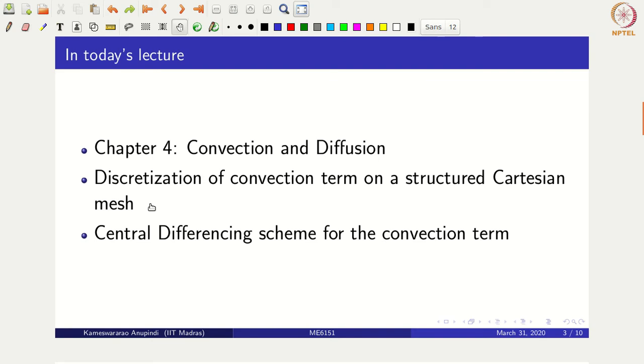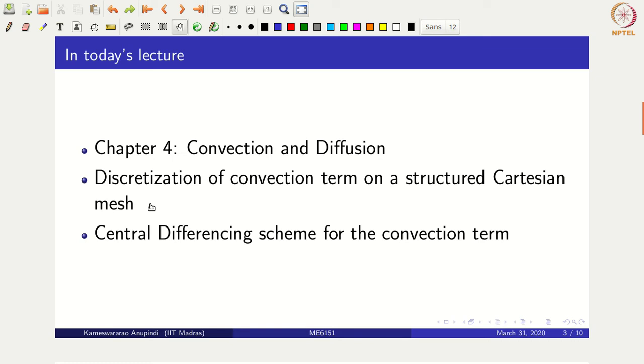The two specific things that we will discuss today: the first is the discretization of the convection term, which we have not seen till now, on a structured Cartesian mesh. So we will go back to the structured mesh to start with. Then we will learn how to discretize the convection term on a structured mesh. Thereafter, we will introduce the unstructured or non-orthogonal mesh.